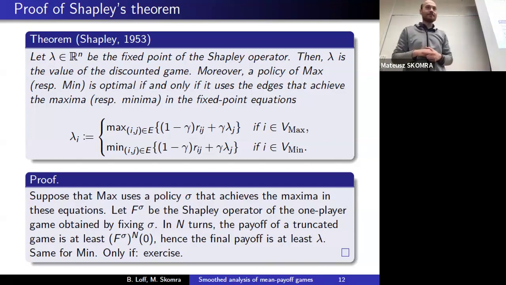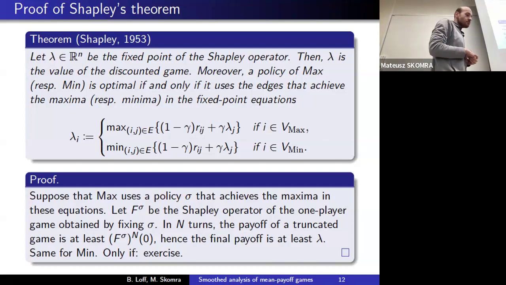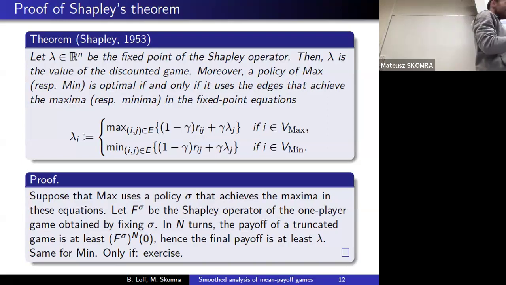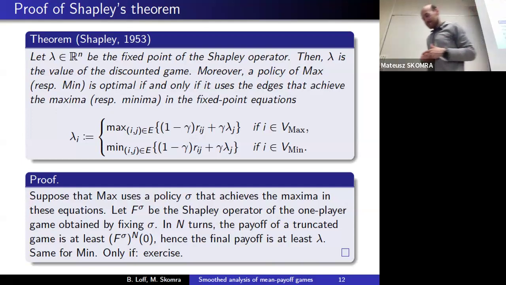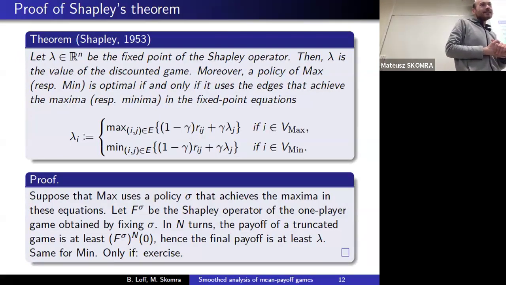Is that believable? Suppose max has a policy that doesn't use the edges that achieve the maximum. Imagine that min uses the policy that achieves the minimum. Now when you look at the zero player operator, lambda is not a fixed point. You fix the min strategy to be the optimal one according to the fixed point, and the other one is some other strategy. That means that for one of the nodes i, the player max chooses an edge which is not maximal, so the fixed point of the zero player game is not lambda.